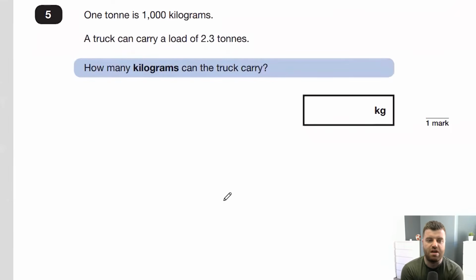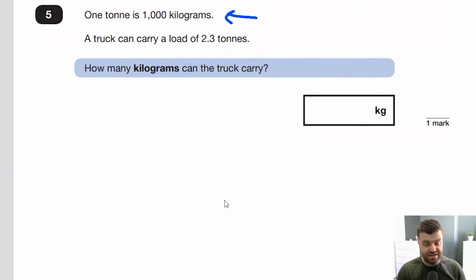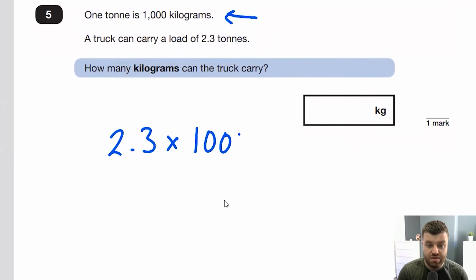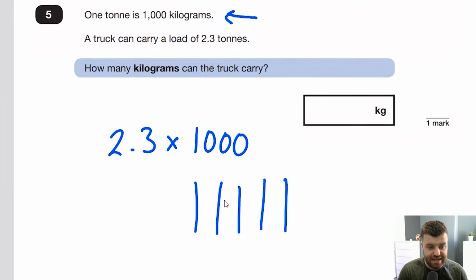Question 5. 1 ton is 1,000 kilograms. A truck can carry a load of 2.3 tons. How many kilograms can the truck carry? This is just a conversion question when you're given the conversion fact. So we're going to take 2.3 tons, we're going to multiply it by 1,000 to convert it into kilograms. And now using our place value knowledge of our place value table and understanding that these digits just move up 1, 2, 3 places, we're going to get 2,300 kilograms.